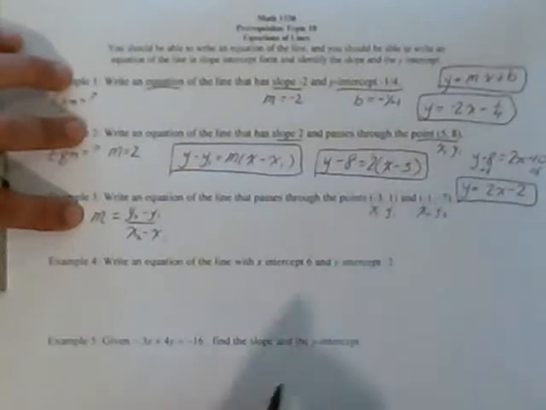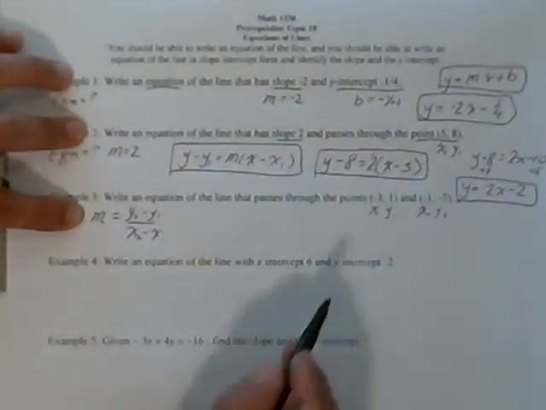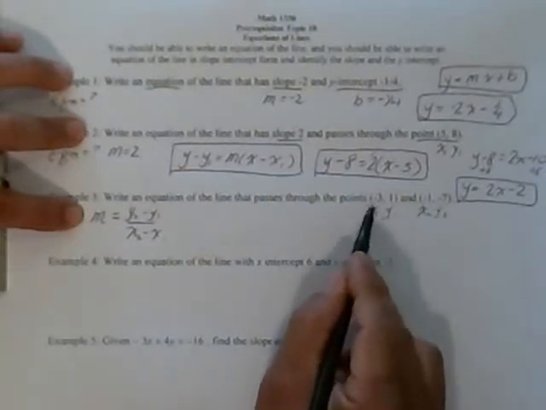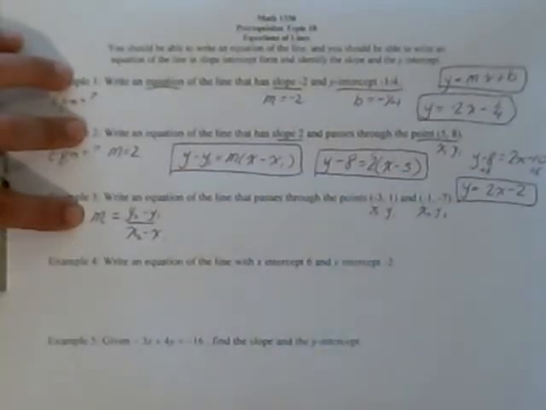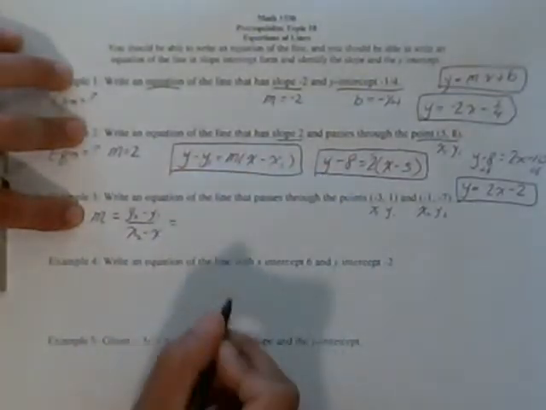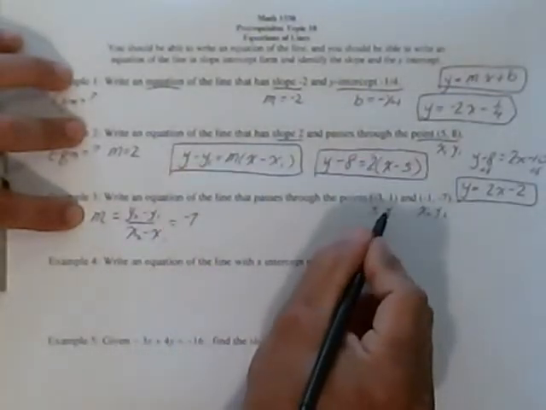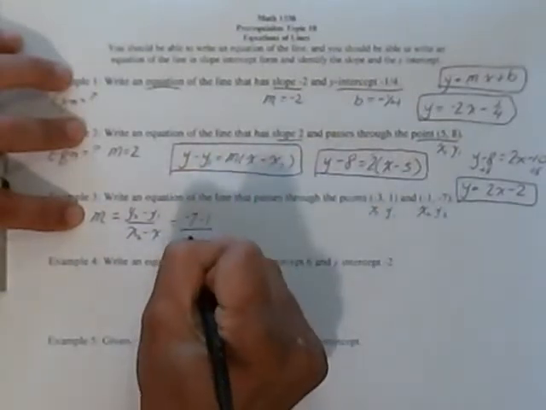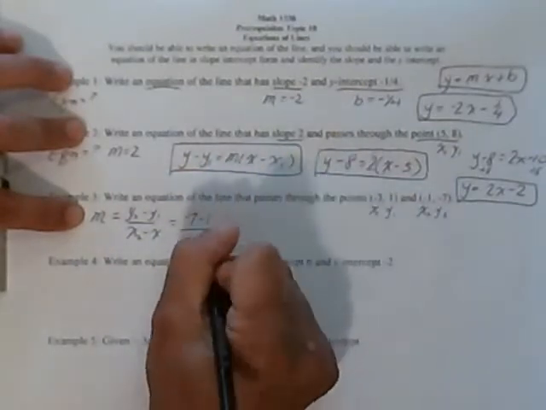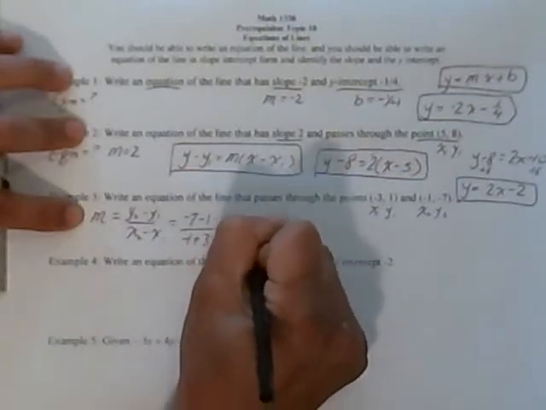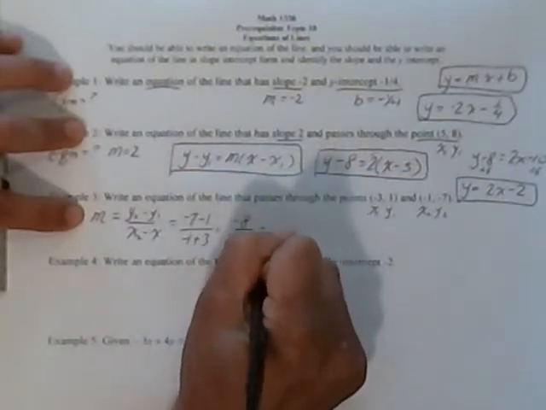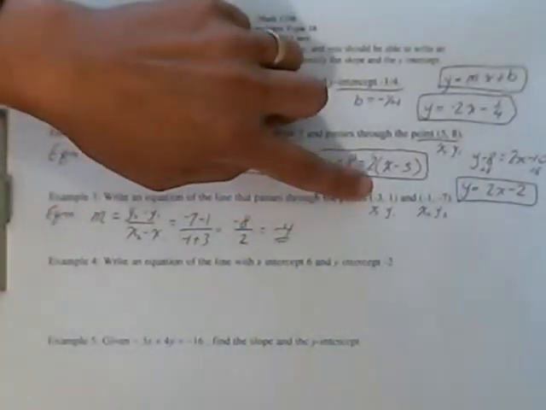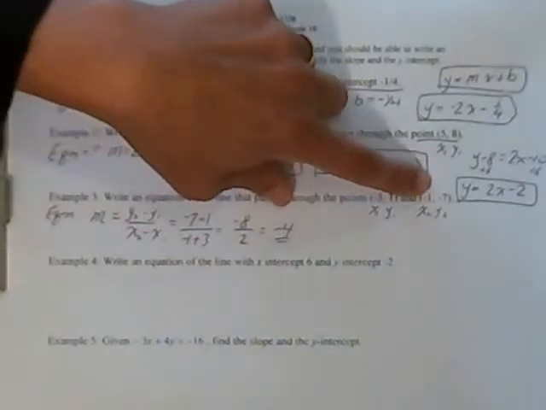I like to label them so that I know where the information is. You could have also labeled this x1, y1, x2, y2. Just as long as you're consistent, you're fine. y2 is going to be -7 minus y1, which is 1, over x2, -1, and then minus -3, which is +3. That becomes -8 over 2, which is -4. So that's your slope.